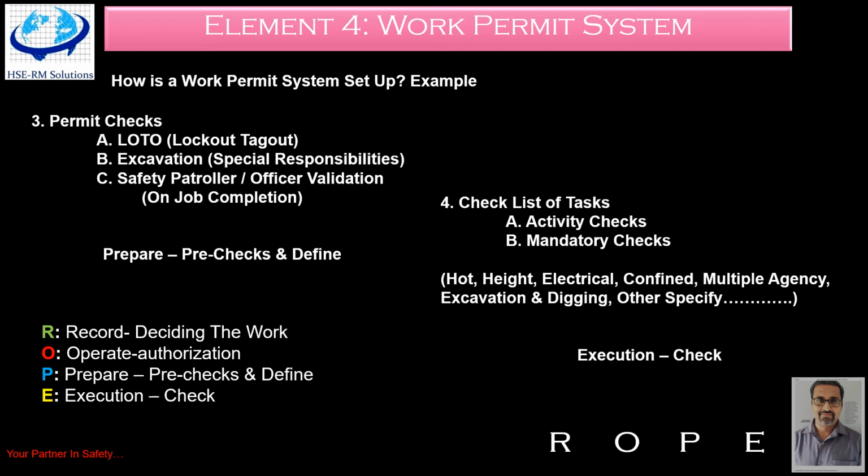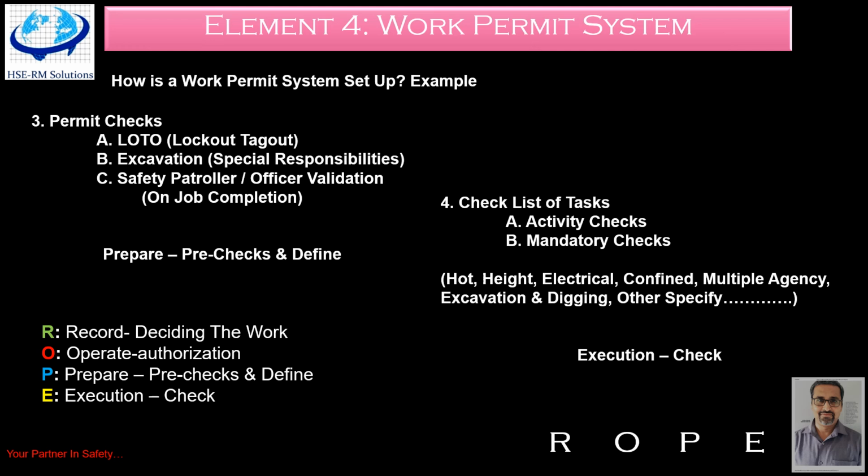Now comes the fourth and final page, and that is the checklist of task. So what happens is that you just flip the page. On the back side you can have it predefined. So this was ROPE. We have understood ROPE: R is record, O is operate, P is prepare, and E is for execution. So this is what ROPE stands for, that is checklist of task.